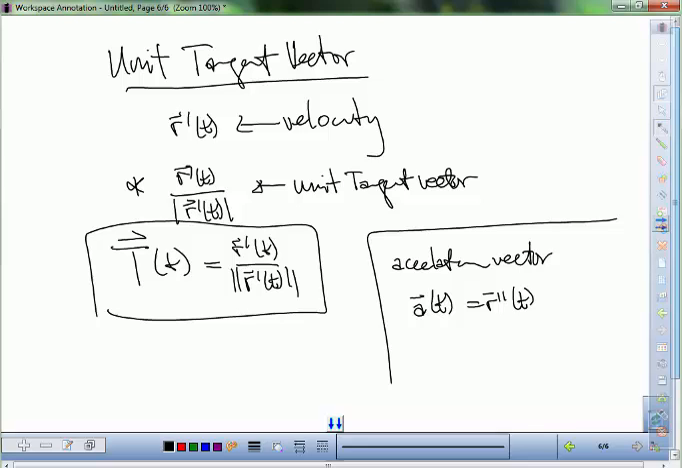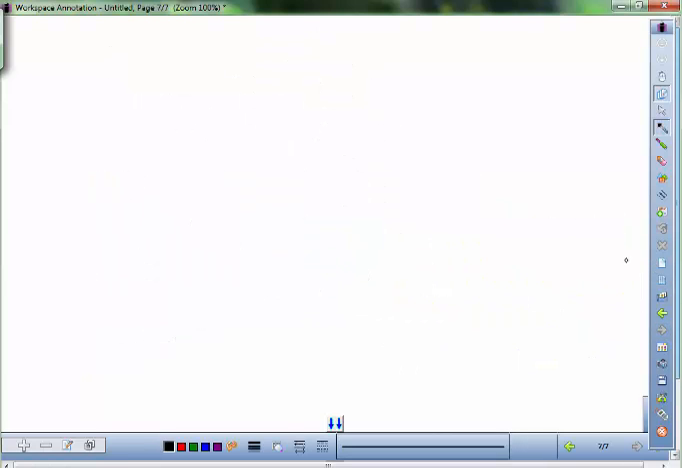Okay? All right, now, if we could take derivatives of vector valued functions, we should also be able to take integrals as well, right? Should. So we got 5 minutes left, let's take integrals of stuff.